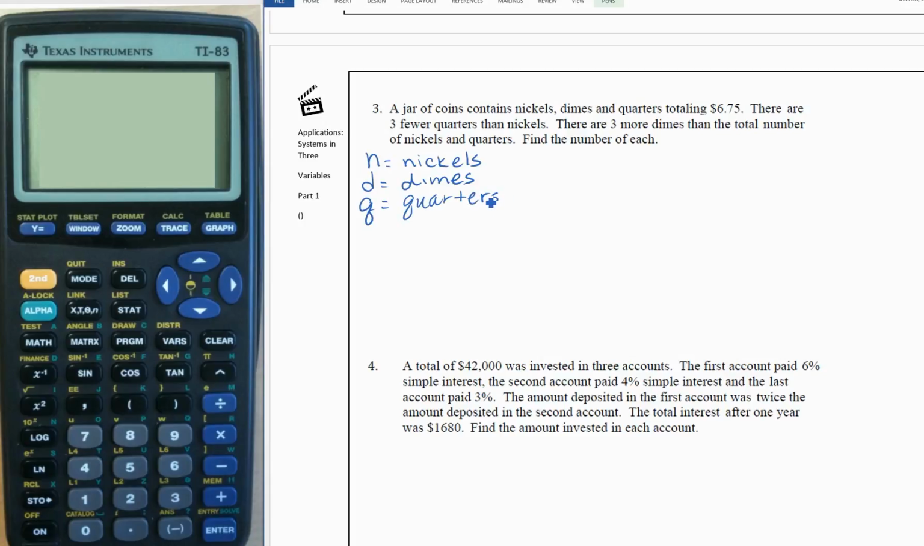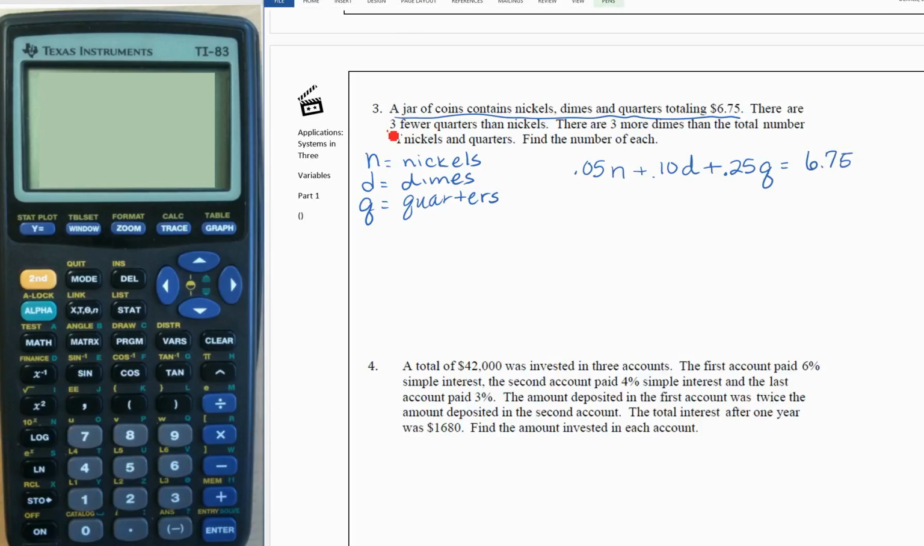Okay, so we know that nickels are worth 5 cents. So if we look at the first line, a jar of coins contains nickels, dimes, and quarters totaling $6.75. That means if we take 5 cents for every nickel plus 10 cents for every dime plus 25 cents for every quarter, we get our total $6.75.